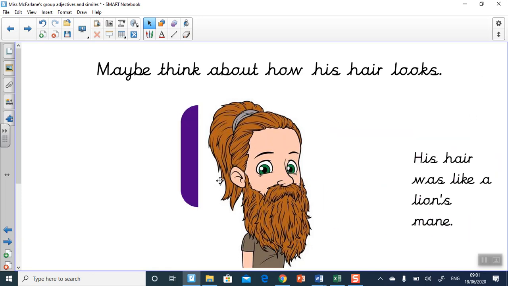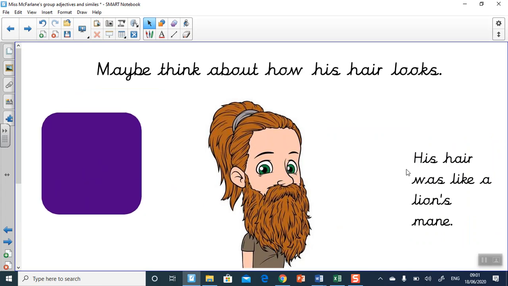Okay, so this is the one that I've got. His hair was like a lion's mane, and it was really this bit here that made me think of a lion's mane. It's really shaggy, isn't it, and bushy, like a lion's mane would be.